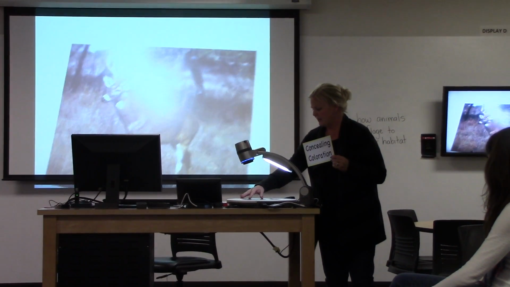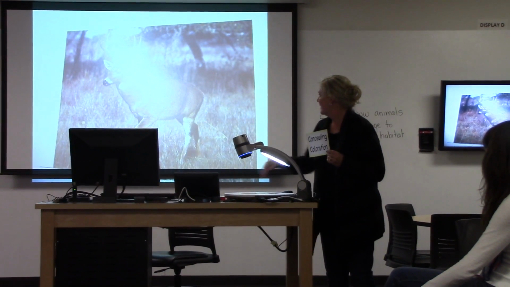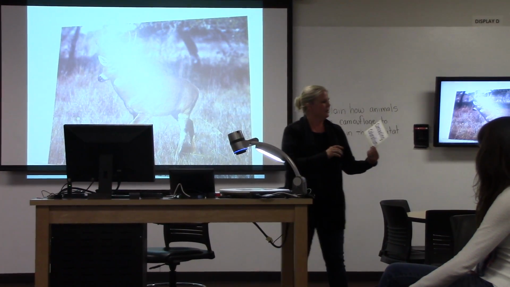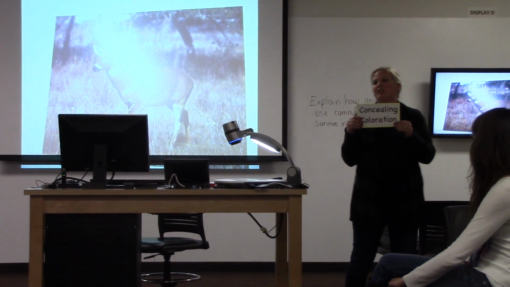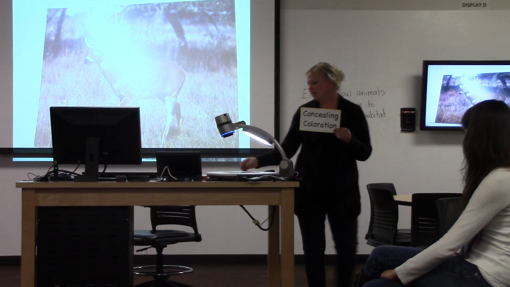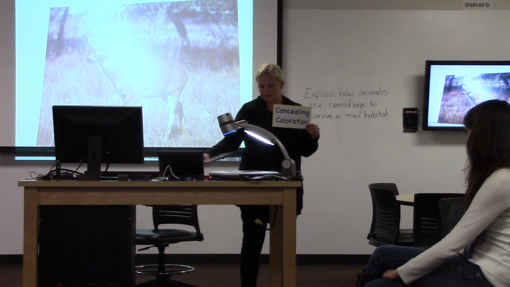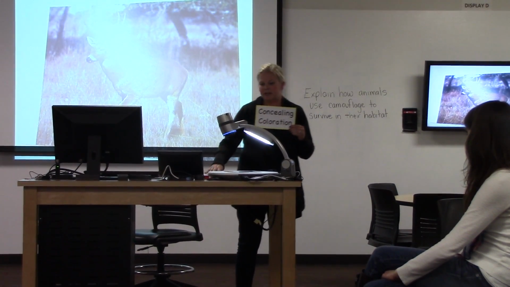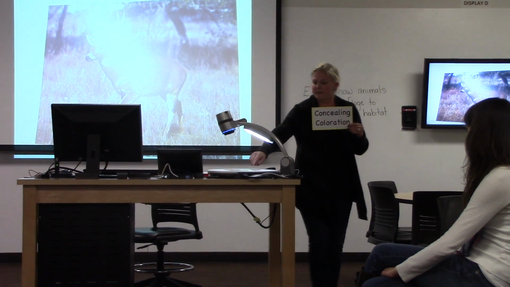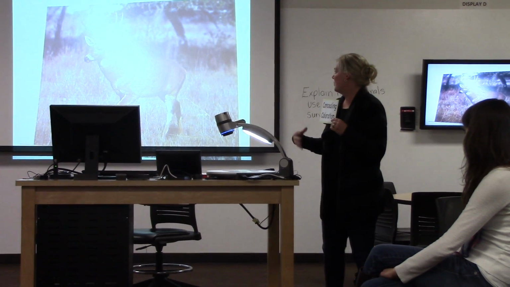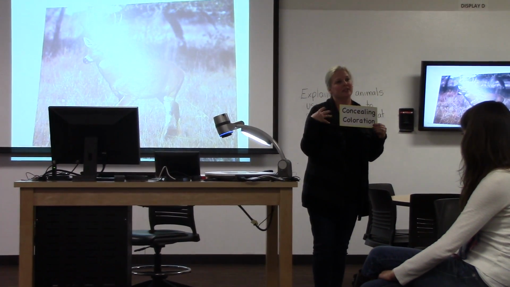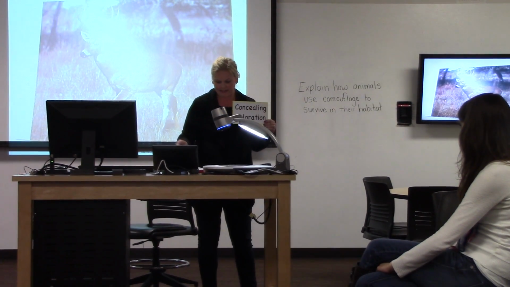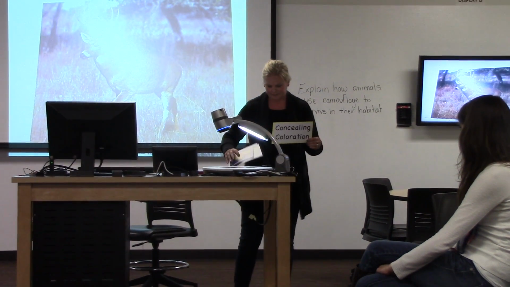I hope this works with the glare, sorry. So this is a white-tailed deer. And this is an example of concealing coloration. To conceal means that the color of the animal, its physical appearance, allows it to be hidden where it lives. You can observe by looking at this white-tailed deer that it would be hard to see because its coloring matches its surroundings. It conceals or hides it where it is.